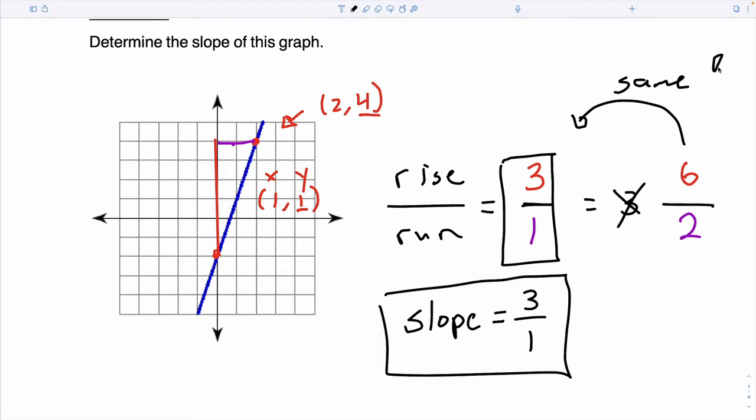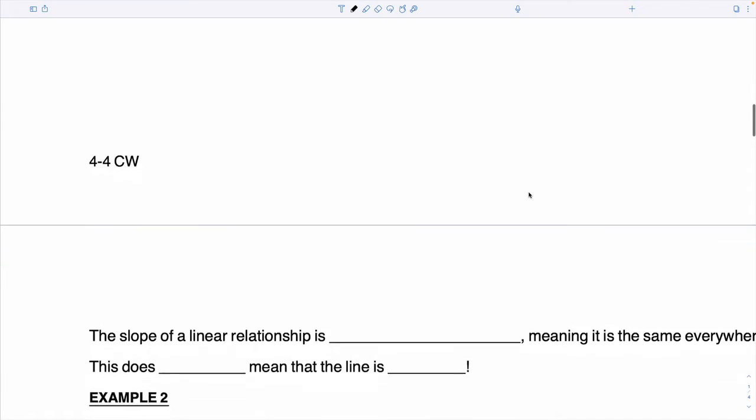Same. Yeah, TJ. So if you were to write 6 over 2, would you still get it right, or would you get it marked down? On a test, you would probably have like 4 out of 5 points. I want the simpler version. 6 over 2 is correct, but the actual slope is the simplest version of it. You could start with 6 over 2 and then go to 3 over 1. Yes, you can. Okay, next page.